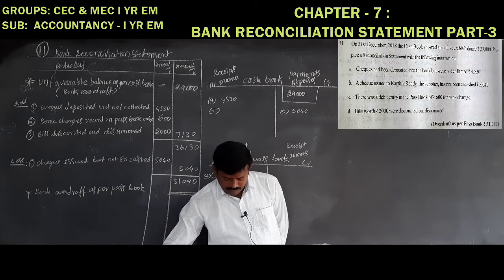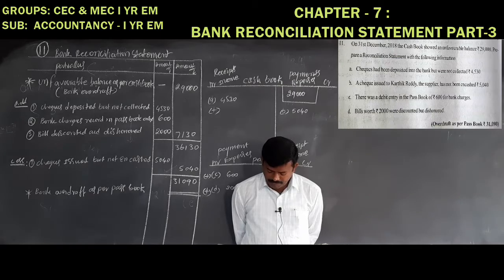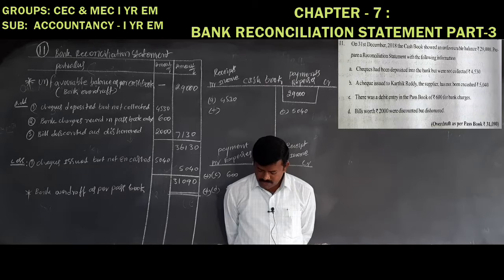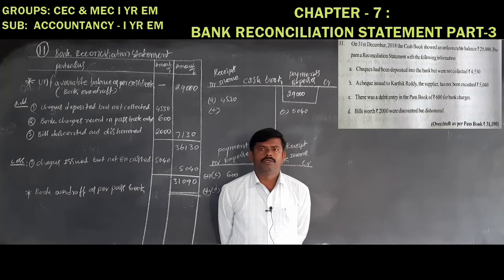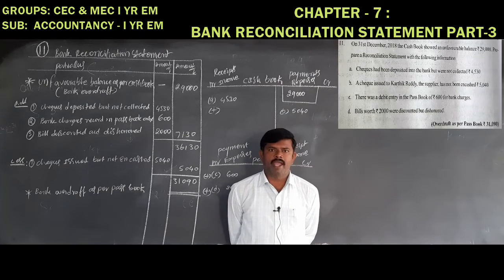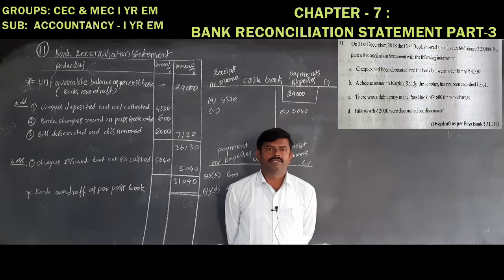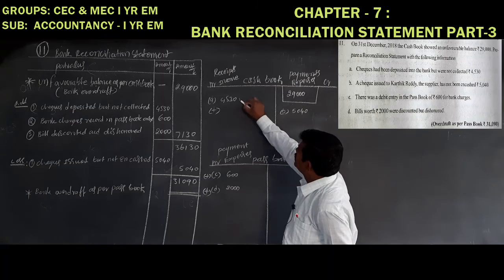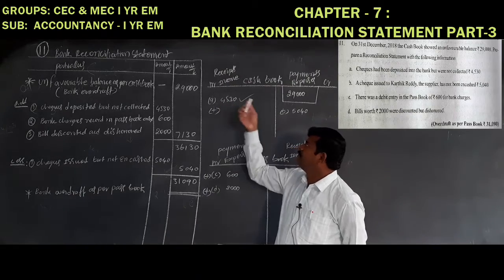Next, observe the problem. What is the problem and what are they asking, one by one. 11th problem: cheques deposited into the bank were not collected. This is a transaction. Every cheque sent to the bank is first recorded in the cash book. So the cheque sent to the bank must be recorded on the debit side of the cash book, as per the cash book.